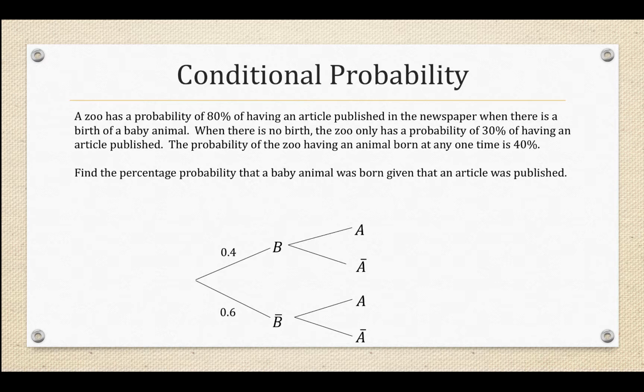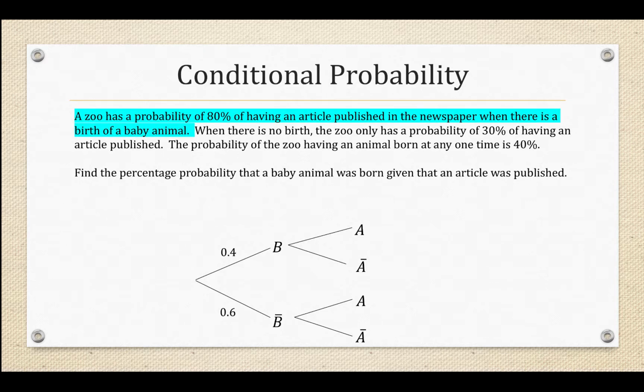Now, why I chose to put the probability of the baby animal being born or not born first was because there was no constraint or condition placed on that probability. Whereas, as you will see with the articles being published, there is a condition on those probabilities.